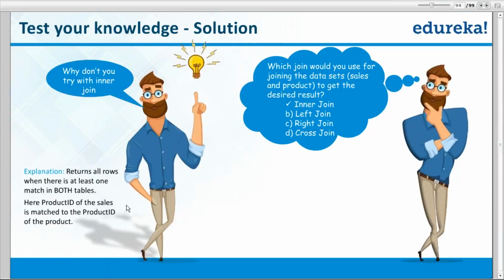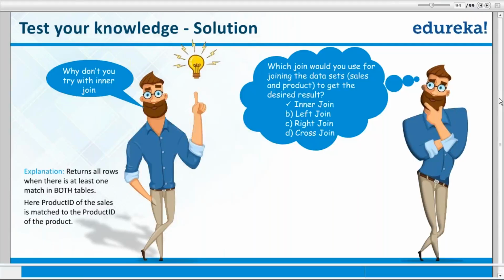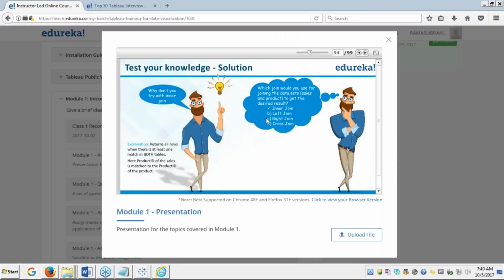The reason is that inner join returns all rows where there is at least one match in both the tables. So here we are going to join the product ID from the sales table with the product ID from the products table. When we are joining, if at least one match is found, inner join is going to give you the result. However, left join and right join are not going to do the same.